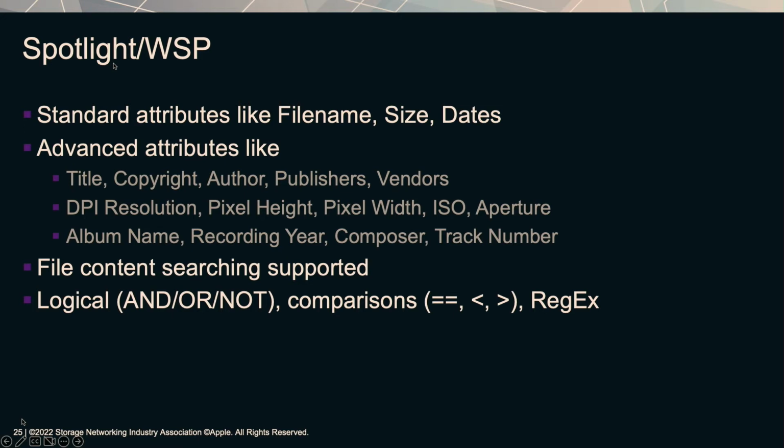A little bit about Spotlight over WSP. You can search on things like file names, sizes, dates, stuff you expect. But you can also do advanced searches like title, copyright, author, publishers, vendors. Pretty much it's a content searching engine now. You can actually do logical and, or, not. You can do comparisons. You can do regex.